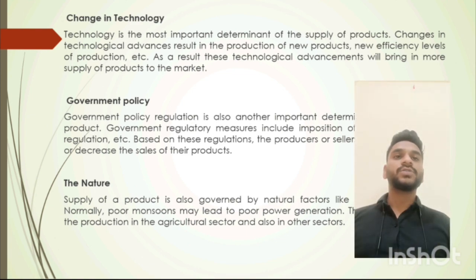Supply of a product is also governed by natural factors like flood, drought, etc. Normally, poor monsoons may lead to poor power generation. This in turn affects production in the agriculture sector and others. Like we heard in the news about floods and all, it affects the agriculture sector because it totally destroys all the production. Companies also, due to floods and all, see their production go down. That's why nature also affects the supply.